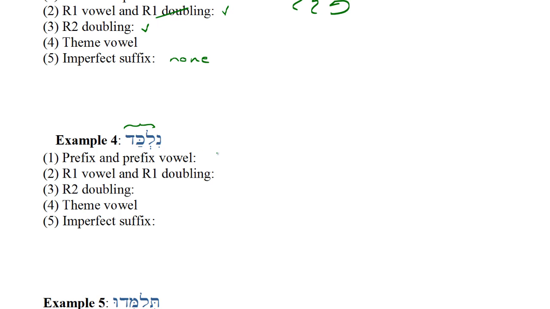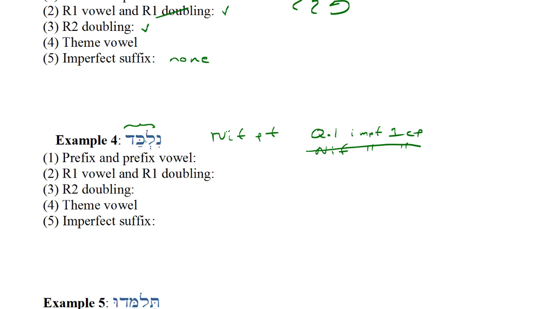So the nun with a hirik, that would tell us nifal perfect, potentially. We could be looking at a qal imperfect, first common plural with that nun with the hirik prefix, or possibly a nifal imperfect, first common plural, because a nifal imperfect would also have a nun with a hirik for a first common plural. So let's see what else we find here. Well, the R1 vowel and R1 doubling, the R1 vowel here is a silent shva, which rules out nifal imperfect because it would have a doubled R1 with a qamets. So we're looking at either nifal perfect or qal imperfect.